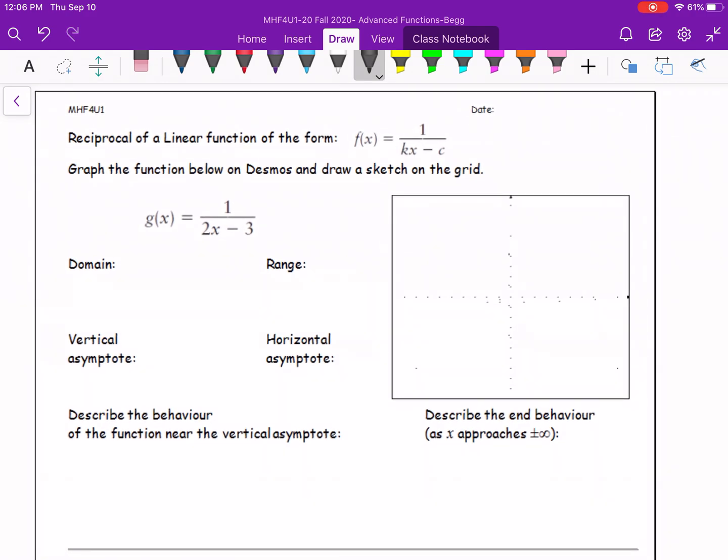Okay, so let's look at another reciprocal function. This one is the reciprocal of some linear function. I guess it'd be the reciprocal of y equals 2x minus 3. And then we make it the reciprocal by putting 1 over top of it, or imagining it as a fraction already that we flip upside down. We want to know what this graph is going to look like. So graph the function on Desmos and then sketch the grid. Okay. Desmos.